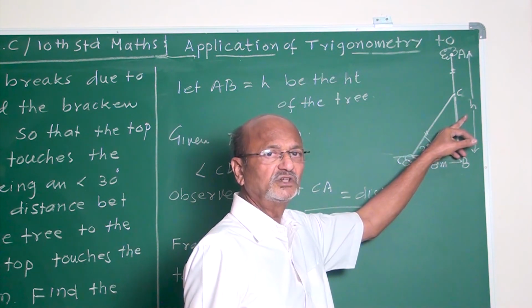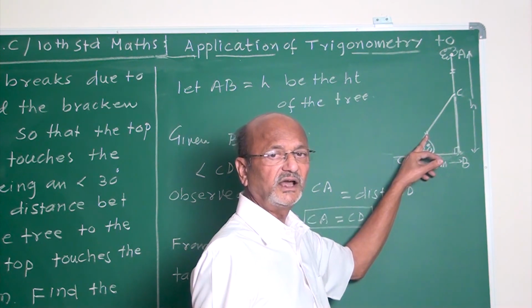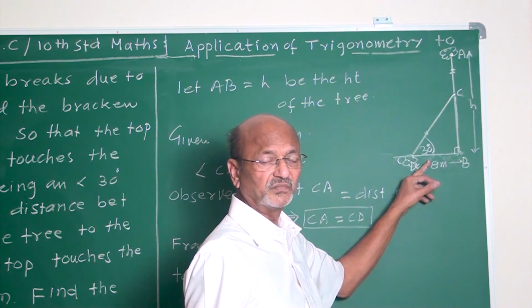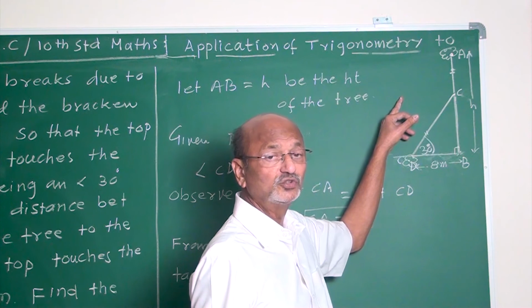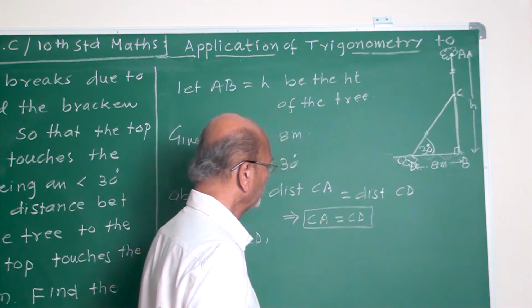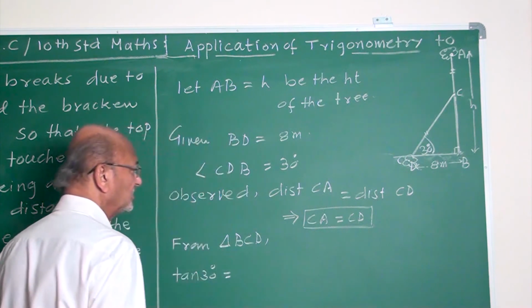To find the opposite side, you have to take what? Tan of the angle. Why? What is tan? Opposite upon adjacent. If instead of adjacent, the hypotenuse is given, at that time you have to go for what? Sine. Yes, my friend.